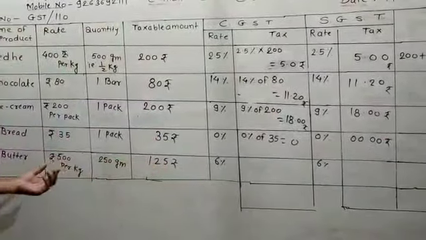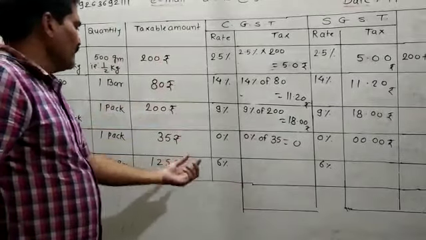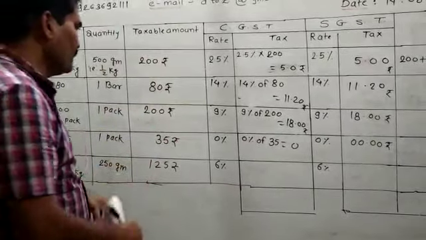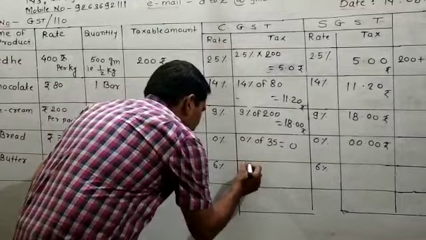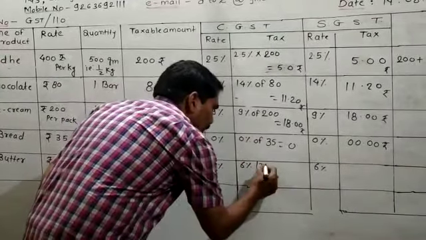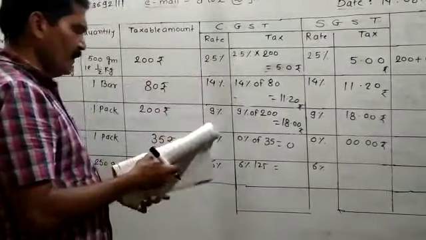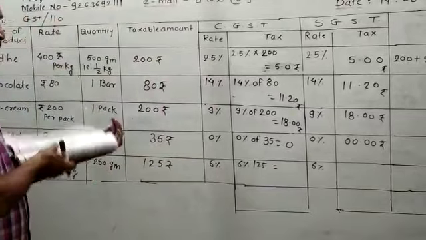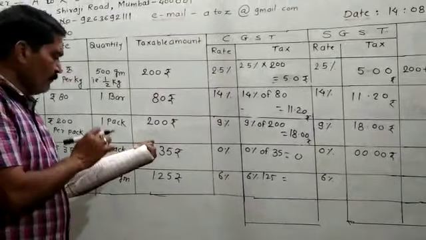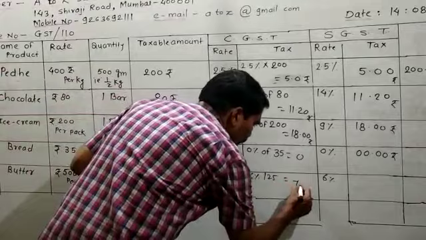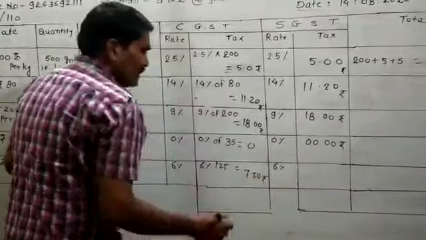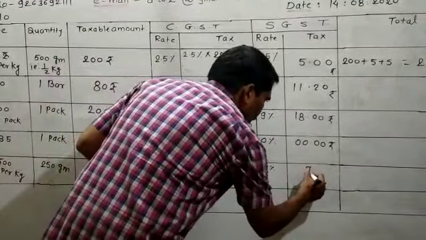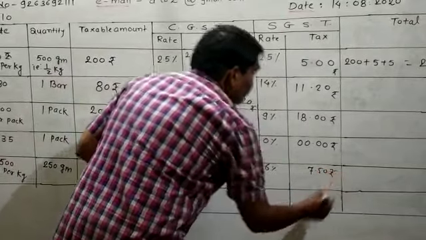Then the rate of CGST for the butter is 6%. So you have to find 6% of the taxable amount 125. This amount will come 6% of 125 is equal to 7.50. CGST is equal to SGST, so this also comes 7.50 rupees.